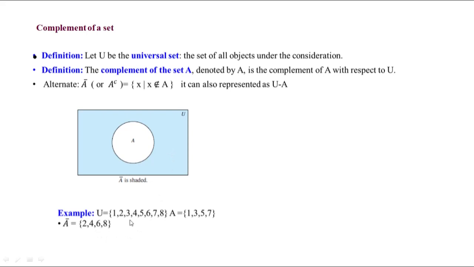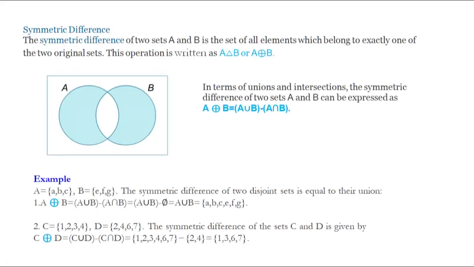Example: U is equal to {1, 2, 3, 4, 5, 6, 7, 8}. A is equal to {1, 3, 5, 7}. Where A complement means, so here 1, 3, 5, 7 is available in the universal set, and complement means without these 1, 3, 5, 7, whatever elements are there, that is 2, 4, 6, and 8. These are the complement of the set A.